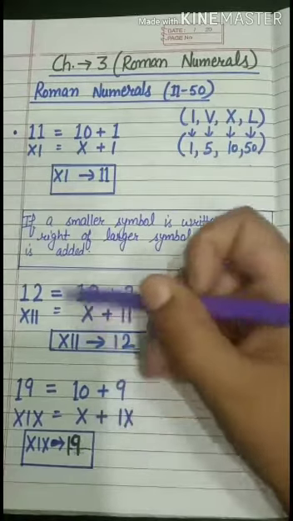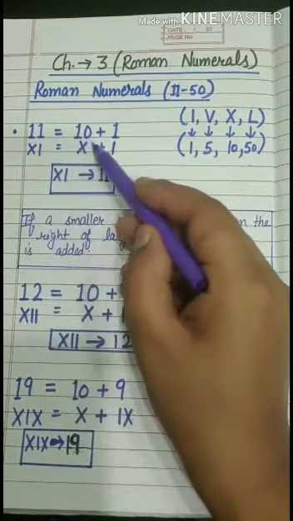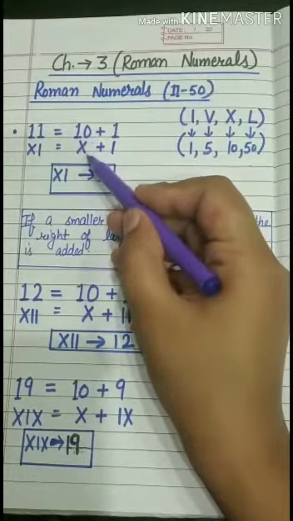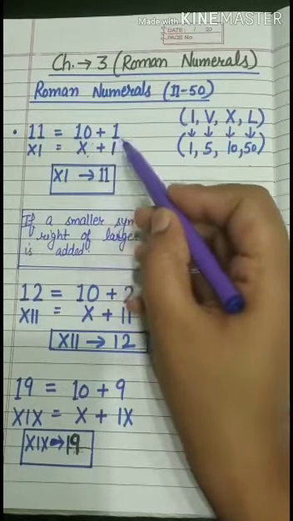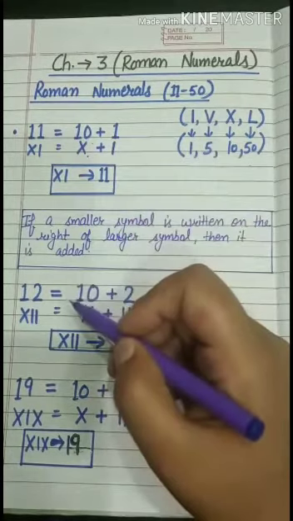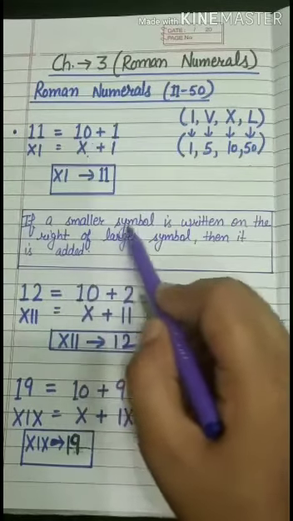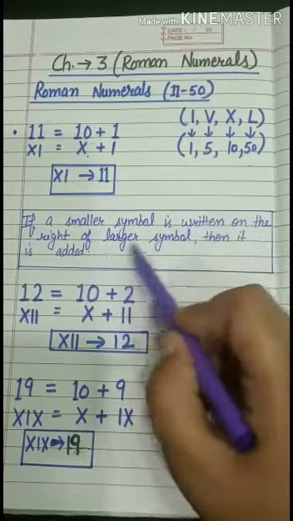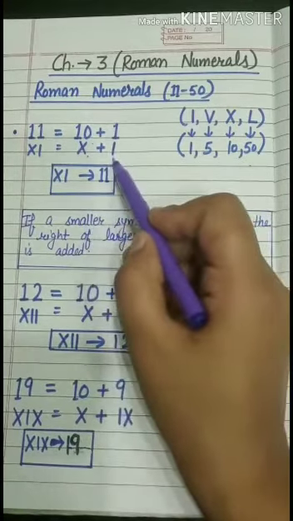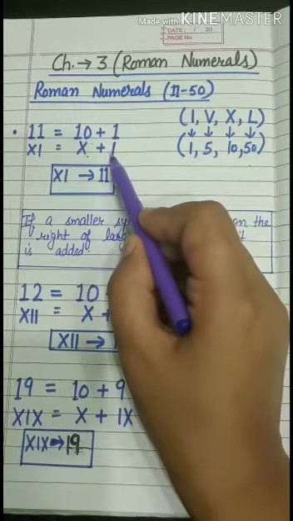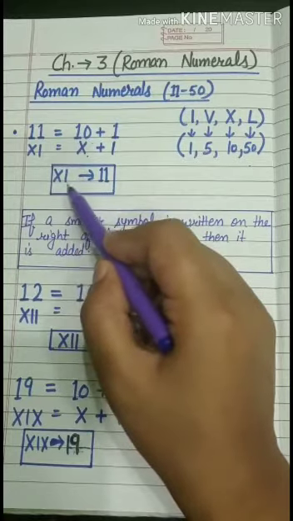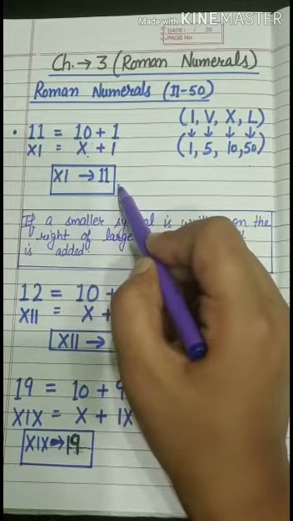Okay, we will start with 11. 11 can be written as 10 plus 1. For 10, we use this symbol X and for 1, we use this symbol I. Now, a rule which we have done yesterday, that if a smaller symbol is written on the right of the larger symbol, then it is added. Now here also it is added, so we will write the smaller symbol on the right hand side of the greater symbol. So XI stands for 11.